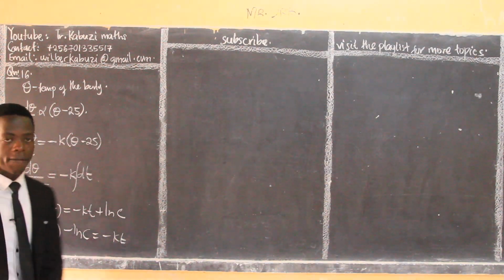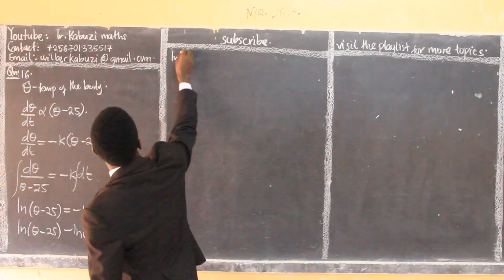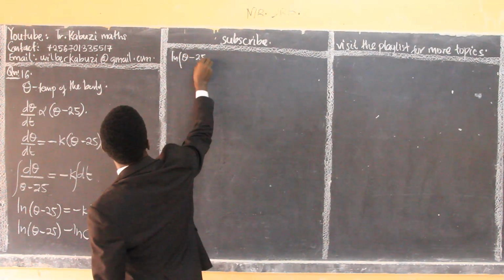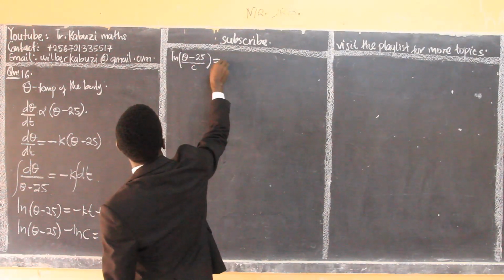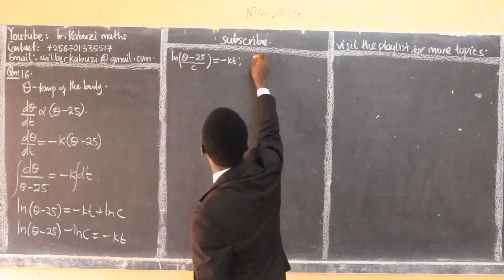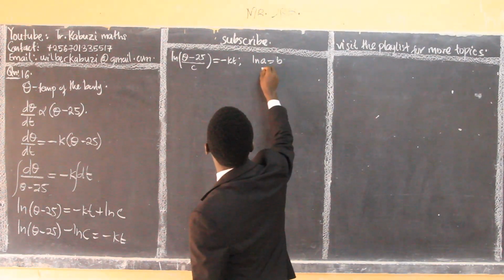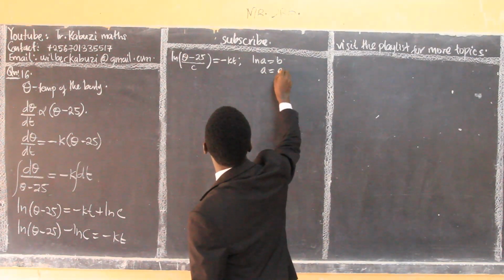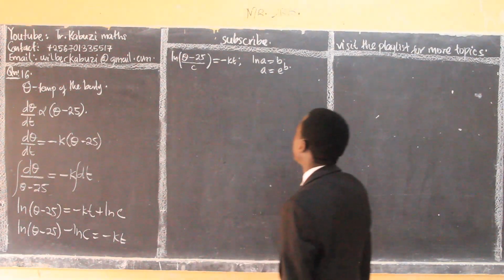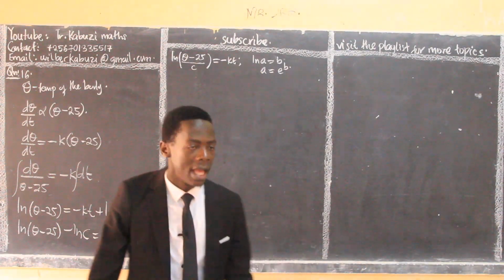I always want to simplify into that form. So that we have now natural log of theta minus 25 over c equals negative kt. Then we use the property that if natural log of a equals b, then a equals e power b. That's the property I'm going to use there. Of course, this one is log to base e.